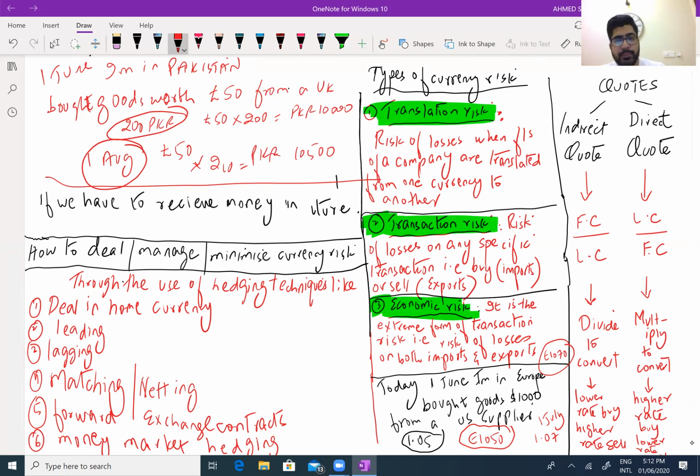When I came out of the shop, I thought that when I did the transaction, the rate was 200. I had to pay 10,000 Pakistani rupees. But today's rate was 210. I had to pay 10,500 PKR. I didn't delay payment, did nothing. But just due to currency fluctuations, I was suffering a loss. This is called currency risk. That risk that currency rates will go up if you have to pay money in future.